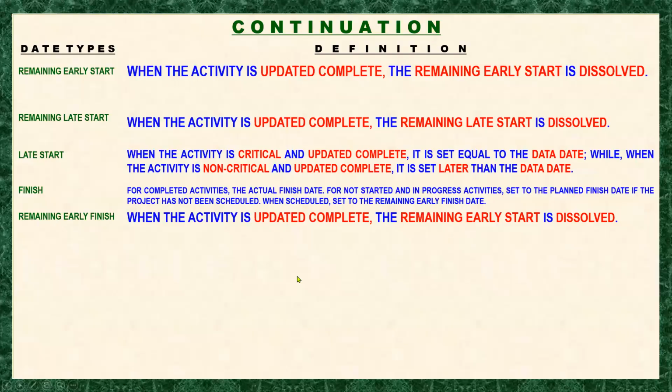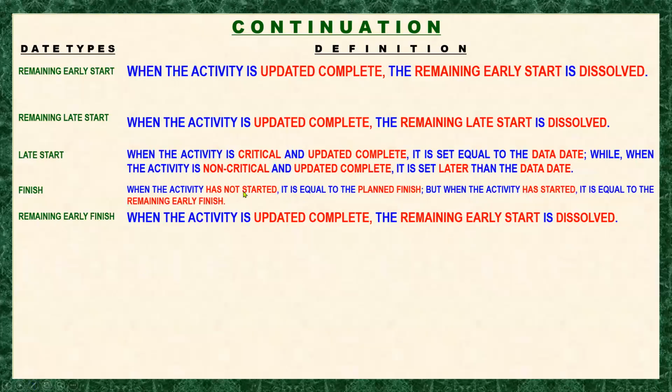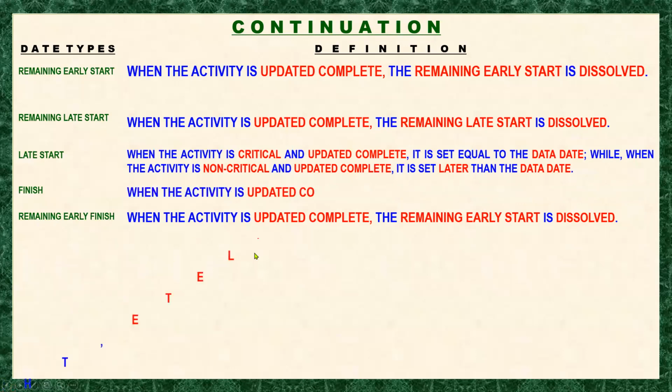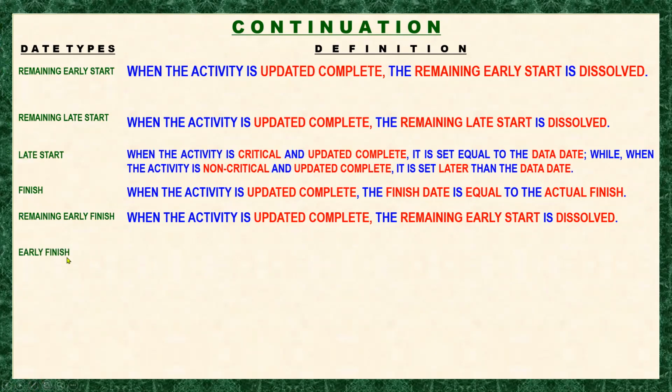So when the activity has not started, it is equal to the planned finish. But when the activity has started, it is equal to the remaining early finish. And when the activity is updated complete, the finish date is equal to the actual finish. Next, we will go to the early finish.